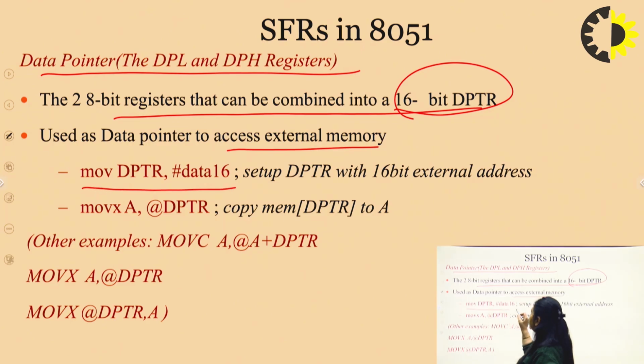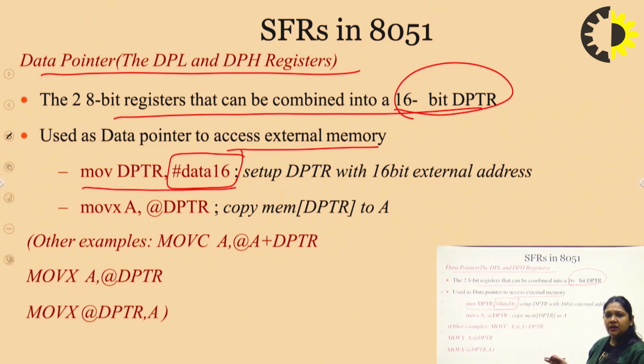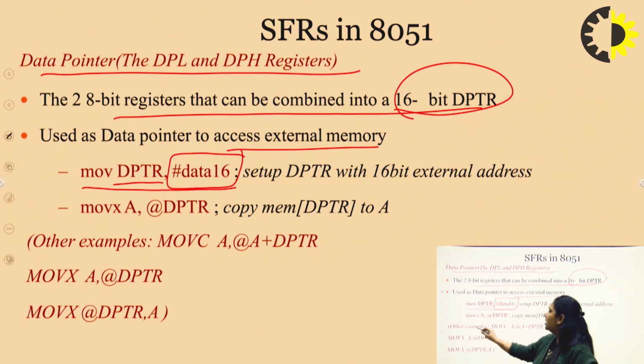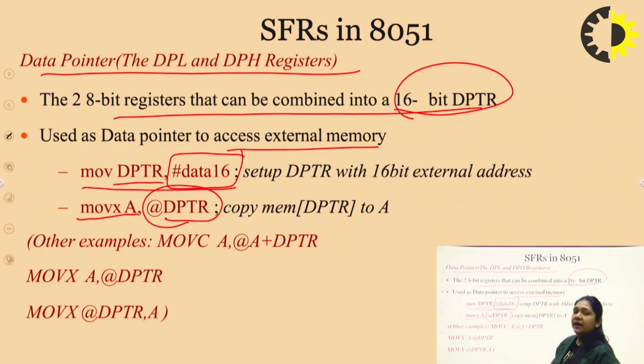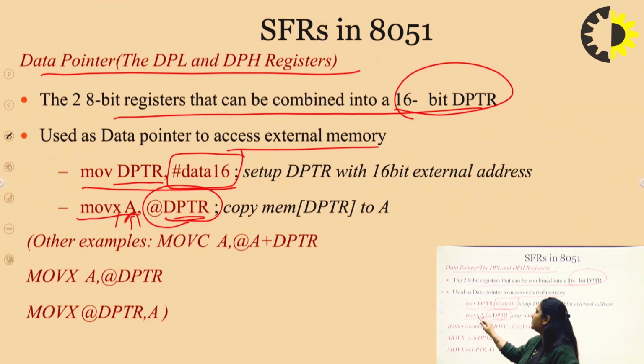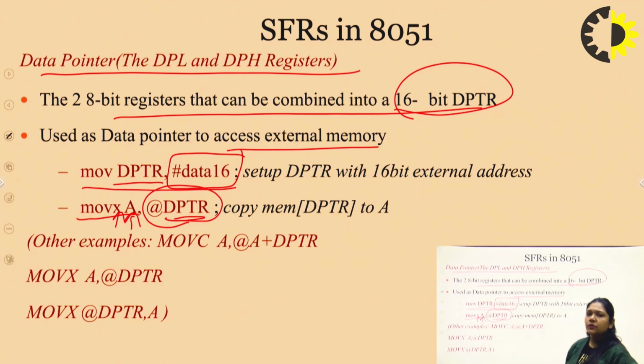For example, this is an instruction which I have taken from the 8051 instruction set. MOV DPTR, #data16. Hash data 16 means an immediate 16-bit data is given. That particular data will be copied to this data pointer. MOVX A, @DPTR. Now DPTR is the indirect address, and the contents at that particular indirect address will be copied to the accumulator. Which indirect address? The external memory, because the X is there which shows the external memory.